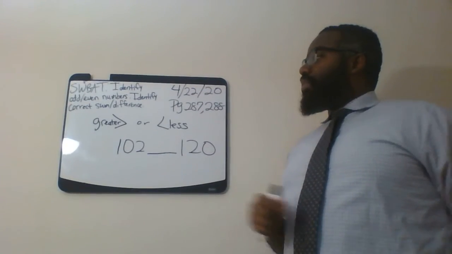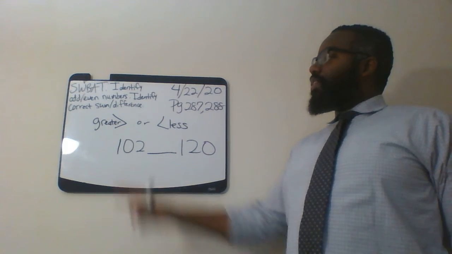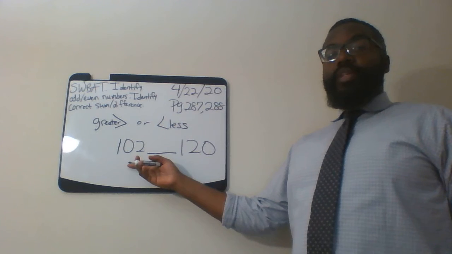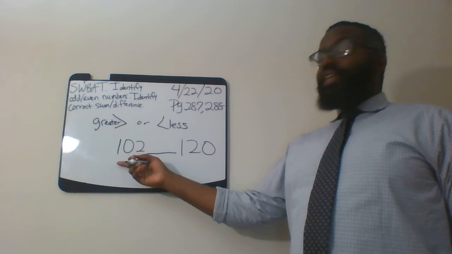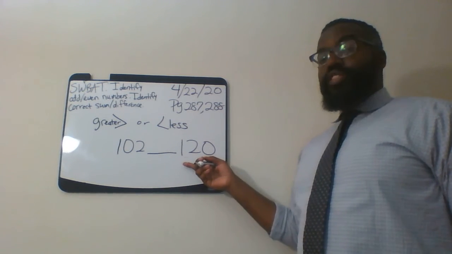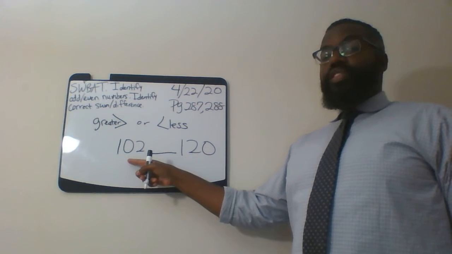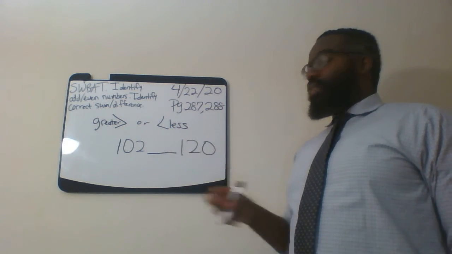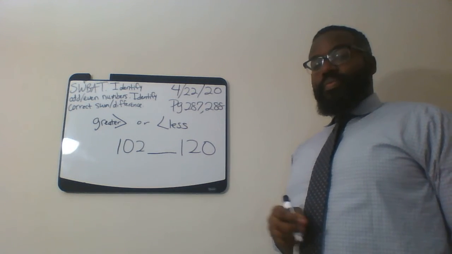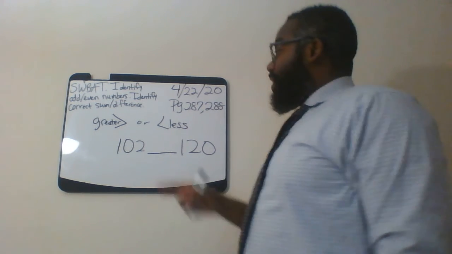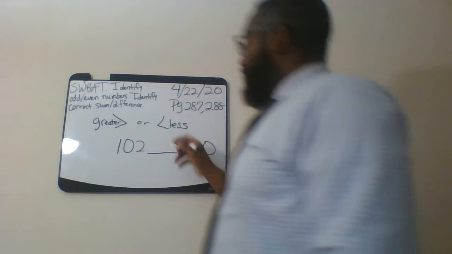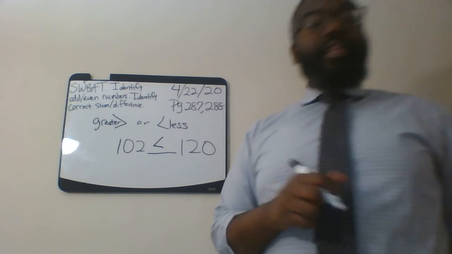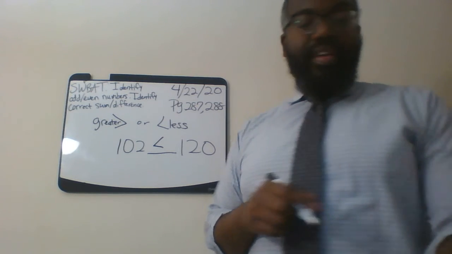As we move on to number 4, you're simply identifying whether the number is greater than or less than. So let's look at the two numbers that we have here. We have 102 and 120. Is 102 greater than 120 or less than 120? 102. Less than, that's correct. So you use this sign. Good job. So as you look at number 4, you simply write the greater than or less than sign.